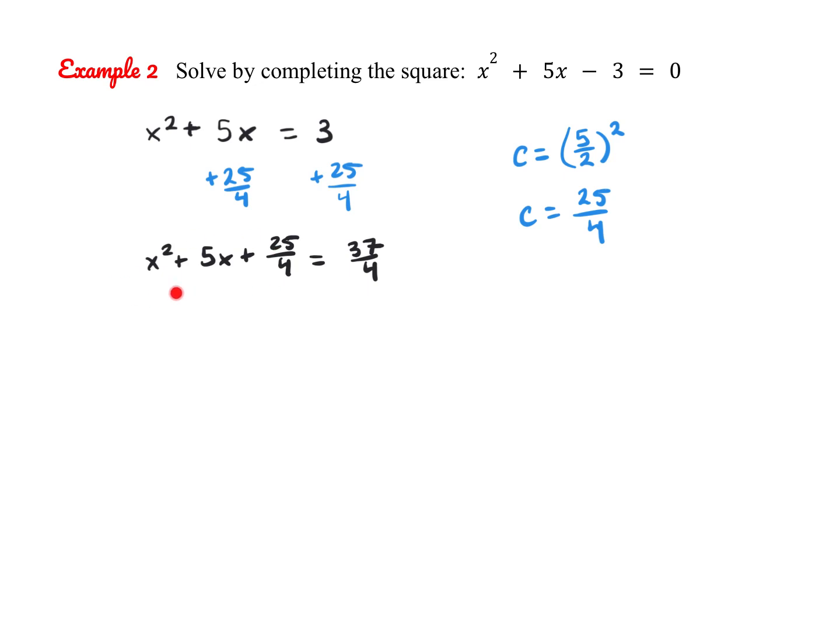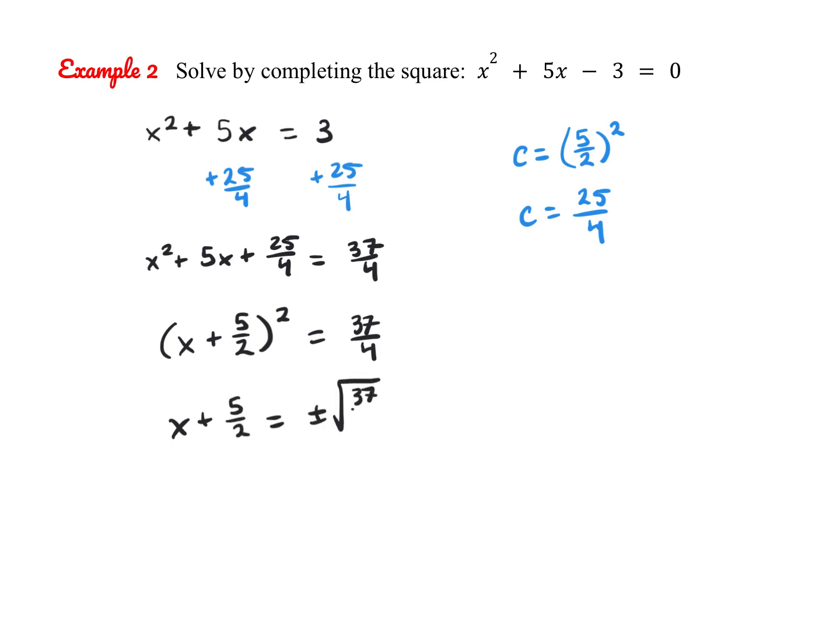Now from here, you're probably wondering, how in the world do I factor something like this? So here's where it's really important to remember that trick, that the number inside your factor is just going to be your b value divided by 2. So it's going to be half of your b value. So it's actually going to be x plus 5 over 2 squared equals 37 over 4. Now from here, I could take the plus or minus square root of both sides.